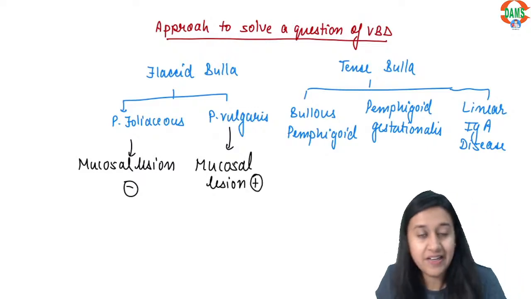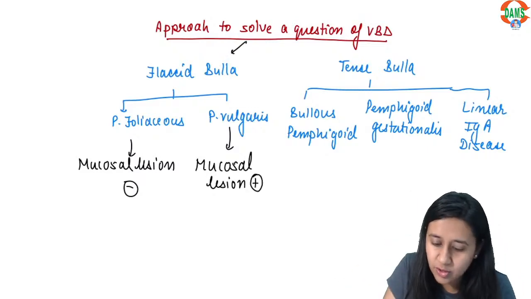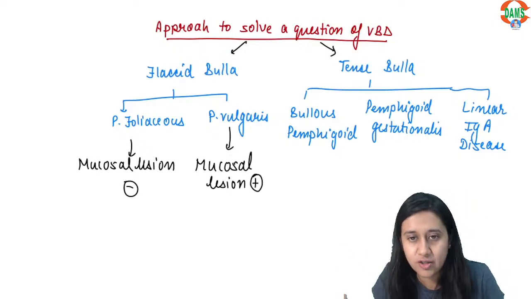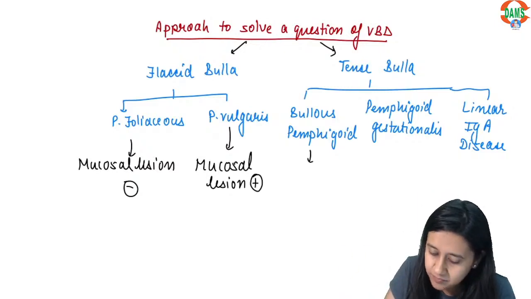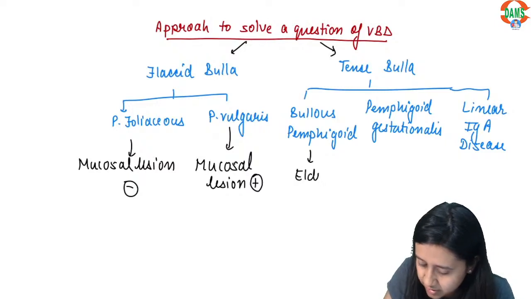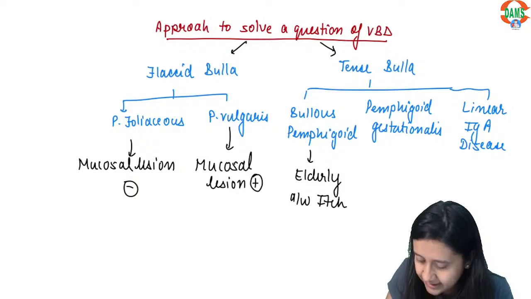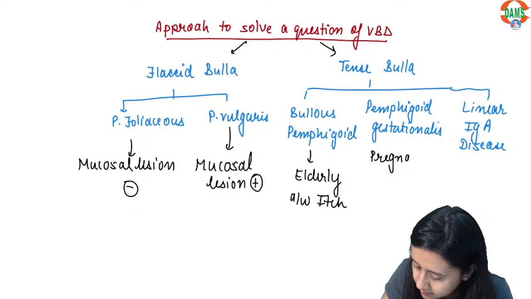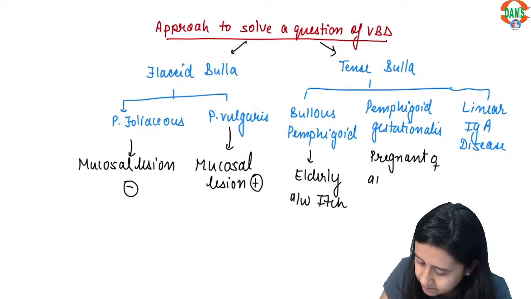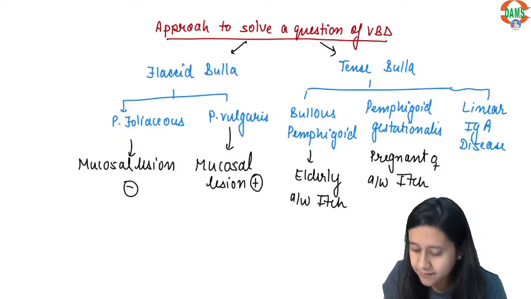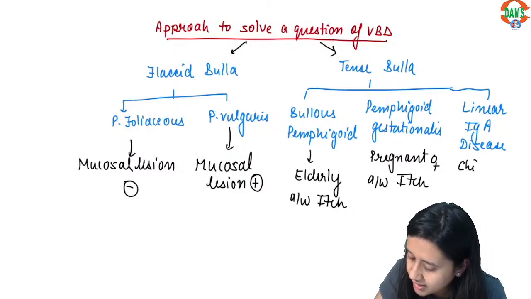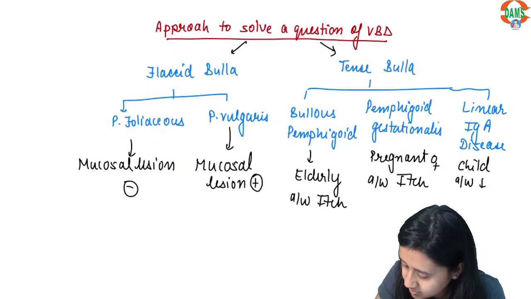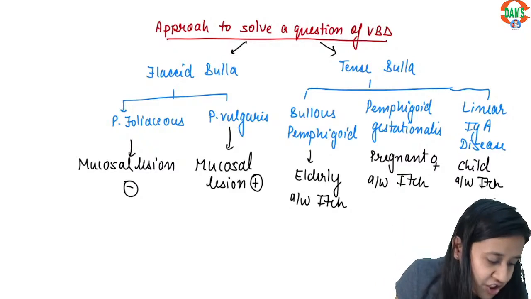So, whenever you get a flaccid bulla, the next thing you do is look for mucosal involvement. You will get your answer. In tense bulla, the next thing you will look at is the age of the patient. Elderly patient associated with itching and tense bulla, think of bullous pemphigoid. Pregnant female with itching or itchy bulla, that is pemphigoid gestationis, and a child with itchy bulla, linear IgA disease.